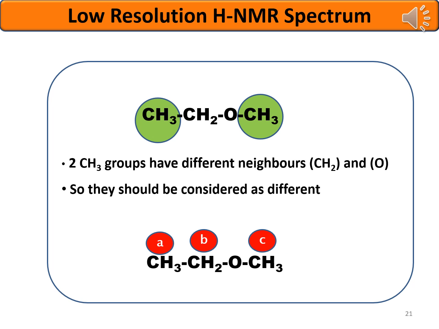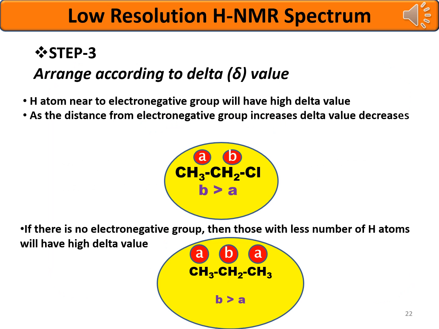In the compound CH3CH2OCH3, again we can see 2 similar CH3 groups. But in the first CH3 group, its chemical environment is the CH2 group, and in the last CH3 group, its chemical environment is oxygen. That means the 2 CH3 groups should be considered as different. Hence, here we have 3 types of protons, A, B and C.